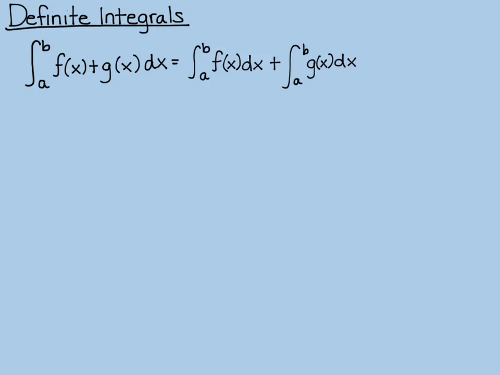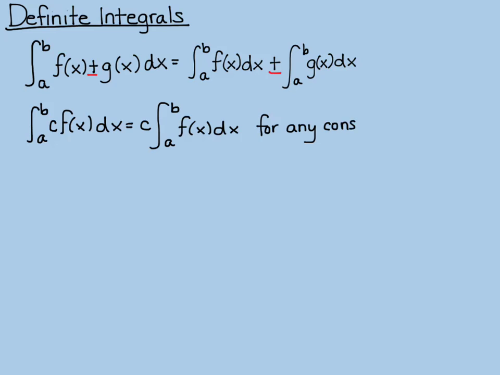In other words, if I wanted to add the two functions together, I could just take the area under the first curve and add it to the area under the second curve. The same happens if we wanted to subtract. So if I had f of x minus g of x, the same thing would hold true. I would just subtract one integral from the other. The second rule says that if I have a constant times my function, I can pull the constant out of the integral.